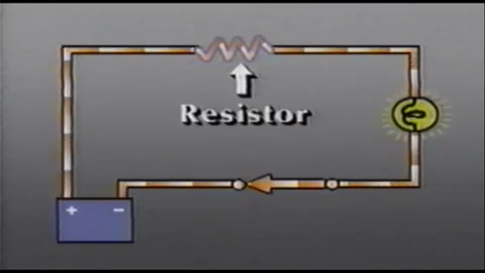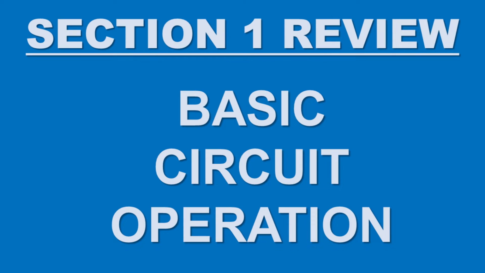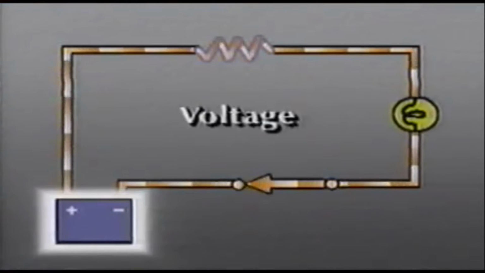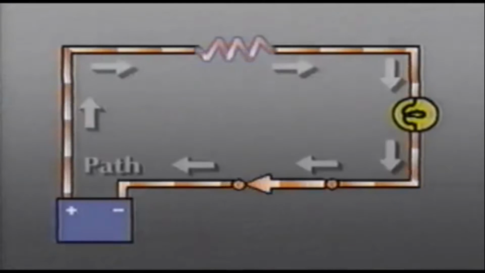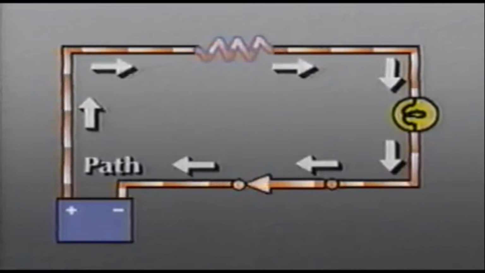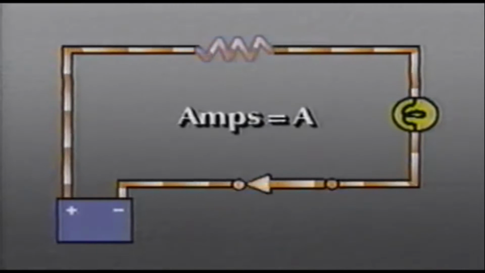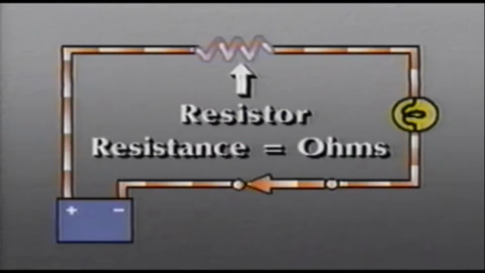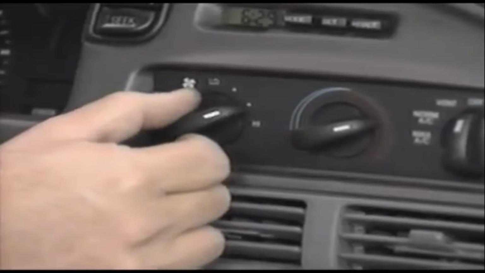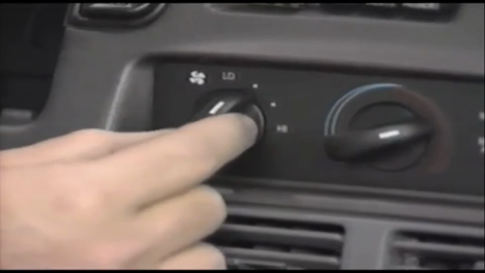Now let's take a moment to review the elements of a basic electrical circuit. Voltage supplies the force that causes current to flow through a complete circuit. Voltage is measured in volts. Current flows along a path through conductors in the circuit. Current is measured in amperes, or simply amps. When current passes through a load or a resistor, there is a measurable restriction opposing the current flow, called resistance. Resistance, measured in ohms, can be deliberately added to the circuit, as in the use of heating elements or fan speed control switches.